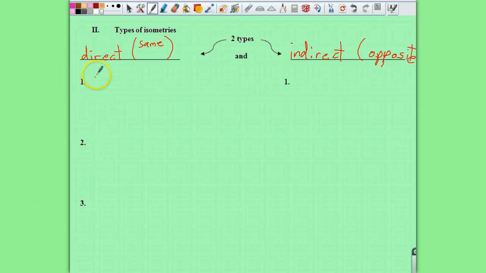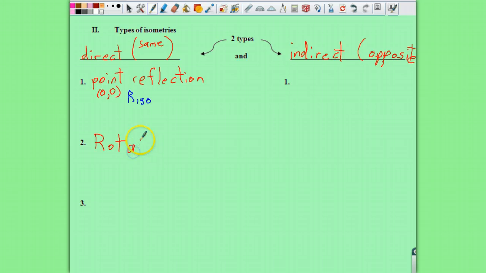So one direct isometry is a point reflection. And we know a point reflection like 0, 0, or reflection through the origin, is really a rotation of 180. So we know that these two are the same. So while we're at it, let's list the rotation is also an isometry, a direct isometry. The other one would be a translation.